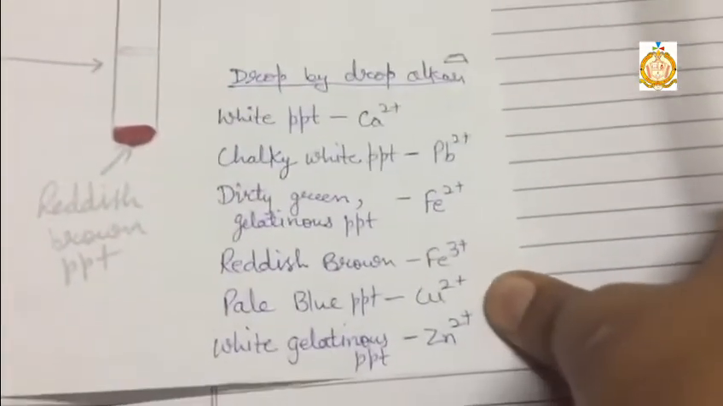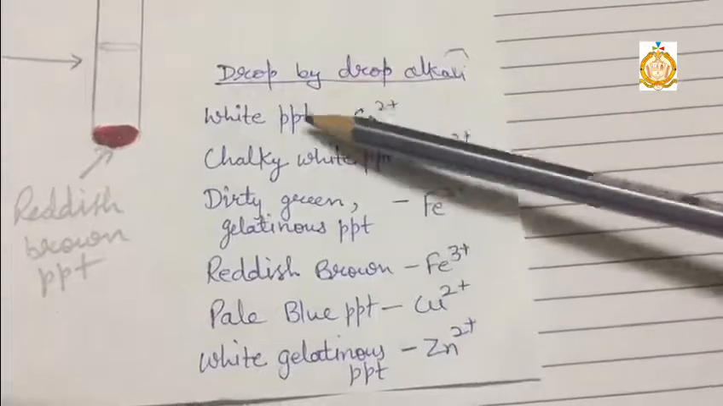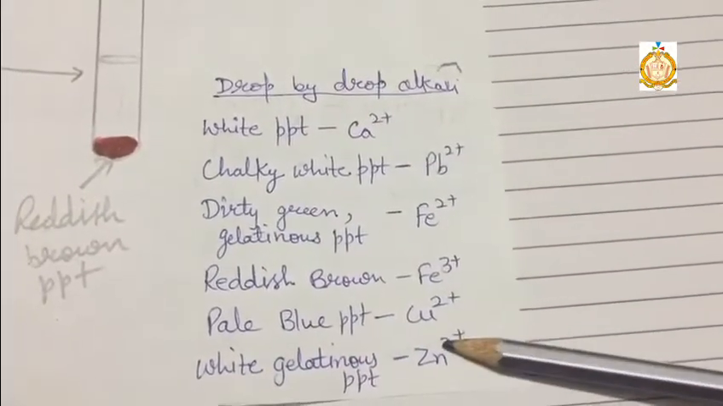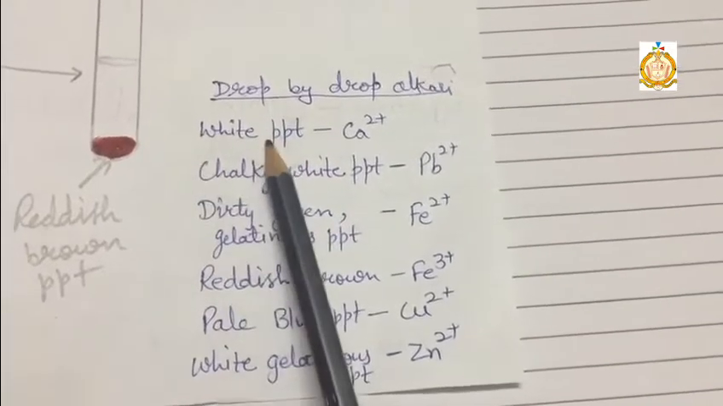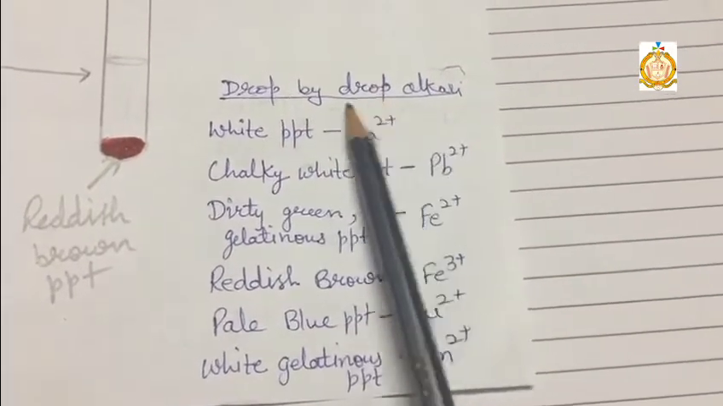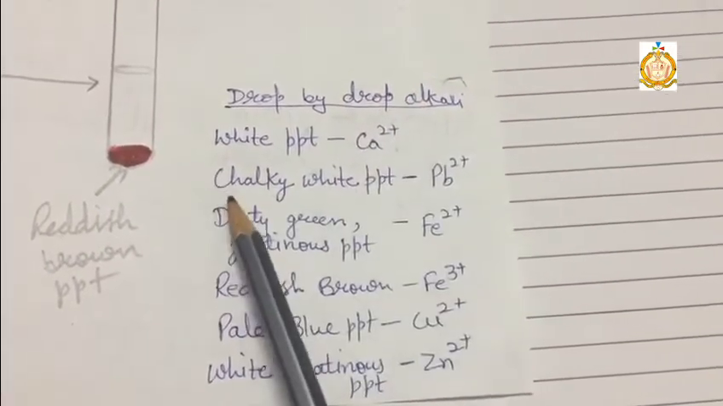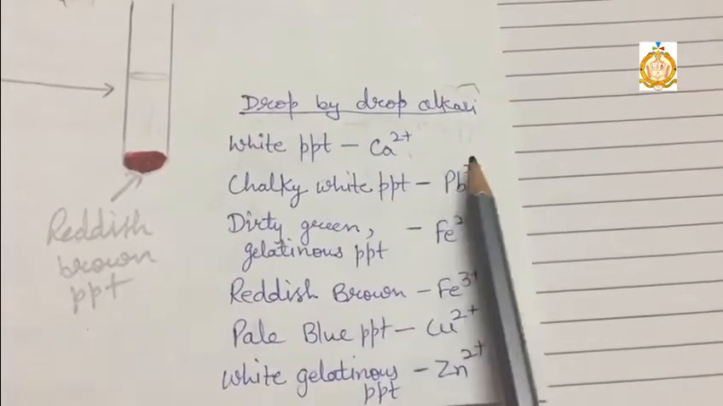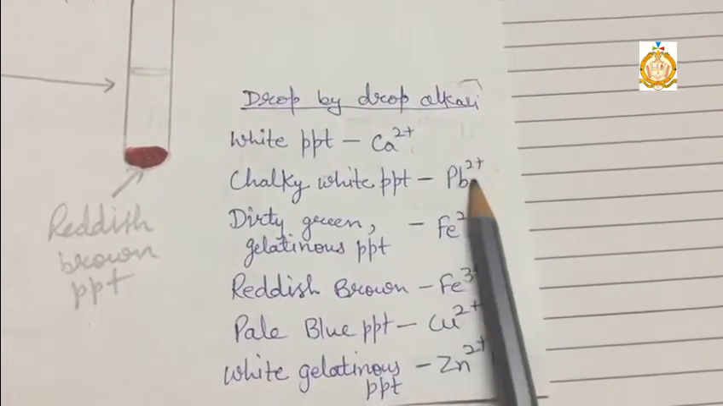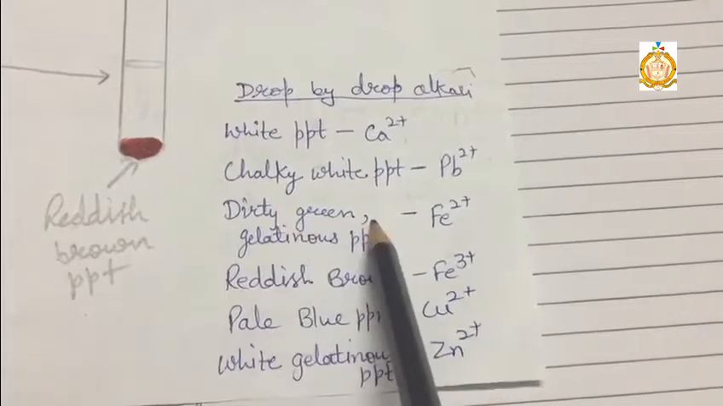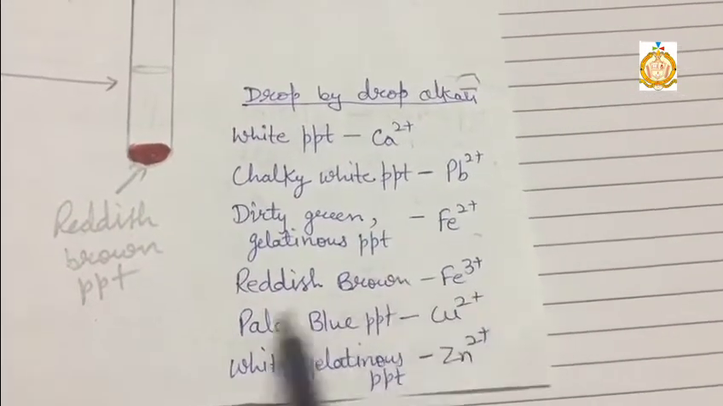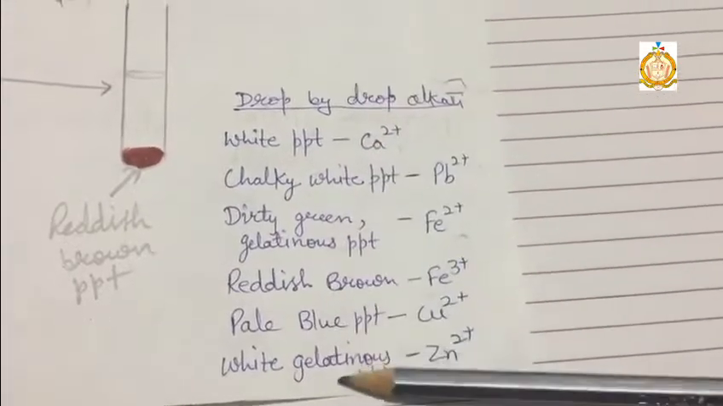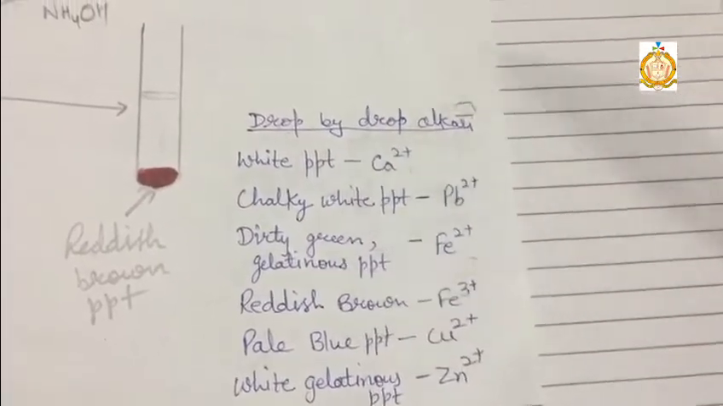Here is a list of precipitates with cations. If you observe a white precipitate, then maybe calcium ion is present. If you see a chalky white precipitate, maybe lead ion is there. Dirty green gelatinous precipitate, ferrous. Reddish brown, ferric. So write this in your copy and learn it.